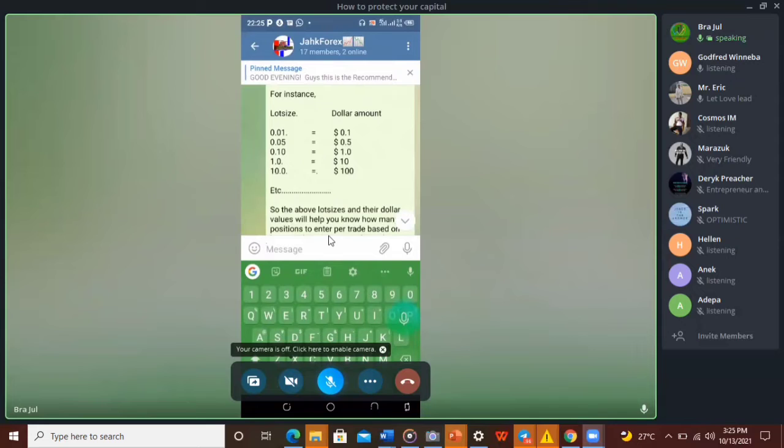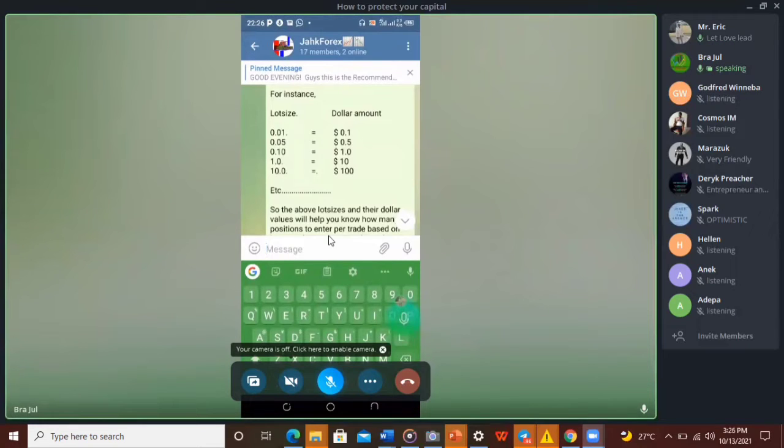So the dollar equivalent of the pip for the lot size, we don't know it, but we know the number of pips that we want to lose, which is 5. And we know the amount that we are ready to lose in that particular trade, which is equal to $10. So do your computation and get the dollar equivalence straight away. Maybe 2. Okay, so the dollar equivalence will be 2.